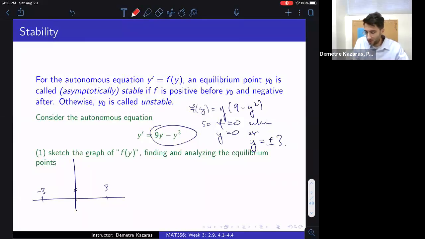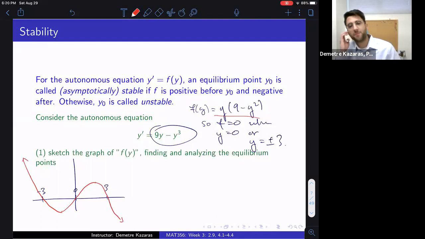Okay, so just imagine what if y is very negative. Well, it's not so hard, it will turn out to look like this. It'll cross through like here. And now what happens when we plug in a value of y that's a little bit bigger than 0? Well, that'll be positive. And then what happens when we plug in a number bigger than 3? It'll go back to being negative again. So that is a brief analysis of the equilibrium points.